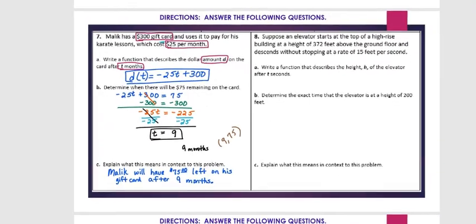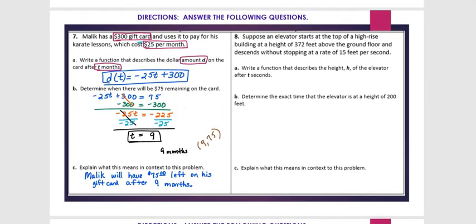Now, I have already worked number 7 for you, so you're going to work number 8. On number 8, suppose an elevator starts at the top of a high-rise building at a height of 372 feet above the ground level or ground floor and descends without stopping at a rate of 15 feet per second. You're going to write a function that describes the height, which is h, of the elevator after t seconds. So you're going to do it just like this.